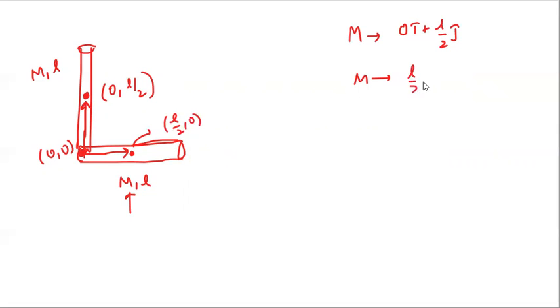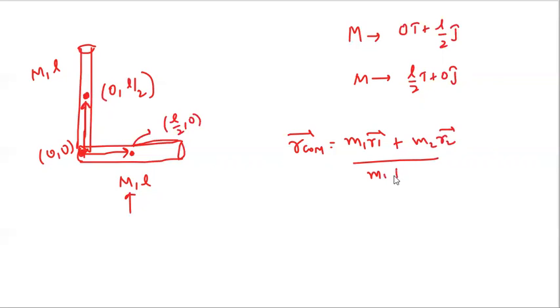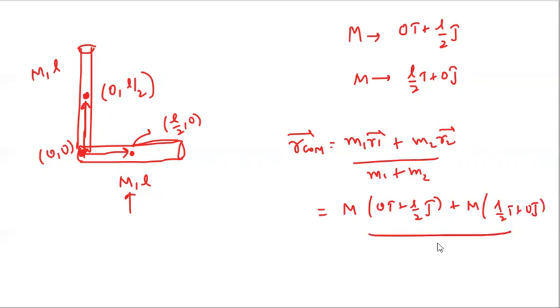So it will be L by 2 i cap plus 0 j cap. Now you just have to use this formula: R_COM is basically (M1 R1 plus M2 R2) upon (M1 plus M2). So if we put the value of M, its coordinate will be 0 i cap plus L by 2 j cap, plus M, and its coordinate will be L by 2 i cap plus 0 j cap, divided by the total mass, which will be 2M. So if you open it, you will get the center of mass of this extended body.